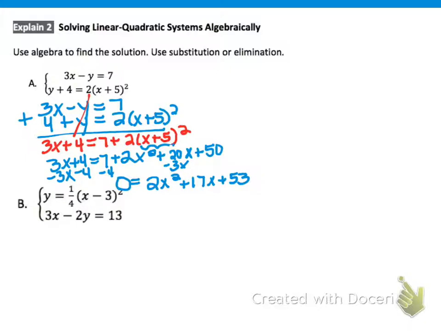Now the problem with this one is, because I told you I tried it the other way, and it wasn't much easier, but this one is not factorable. So what's my choice? Quadratic formula. That's the best I can do.